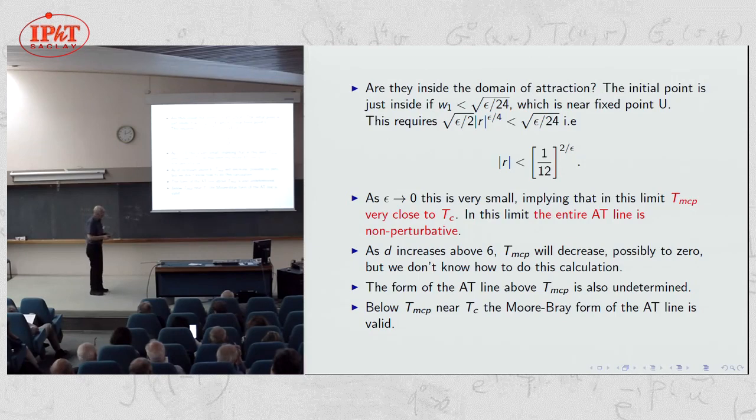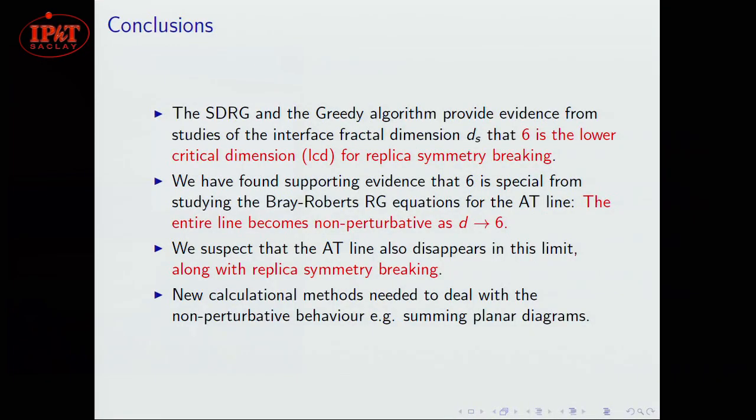Another thing which has not been determined is the actual form of the AT line below TMCP. So we can calculate it up to this point using the Bray-Moore previous formula, but beyond that point, we don't know how to calculate where the AT line goes. This remains an unsolved problem. So let me just conclude.